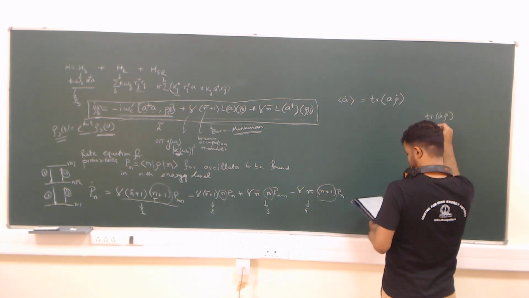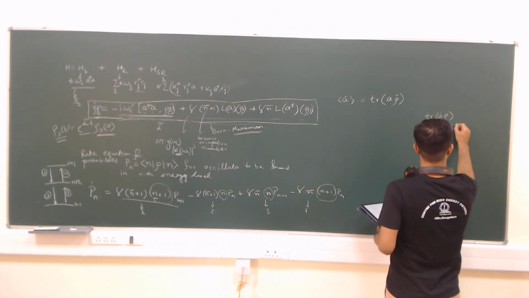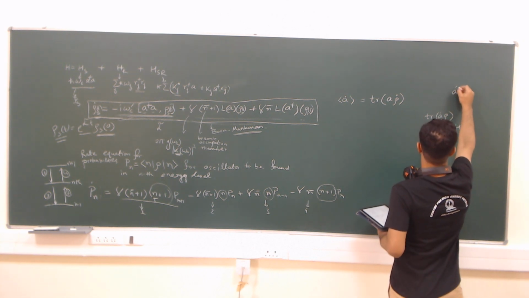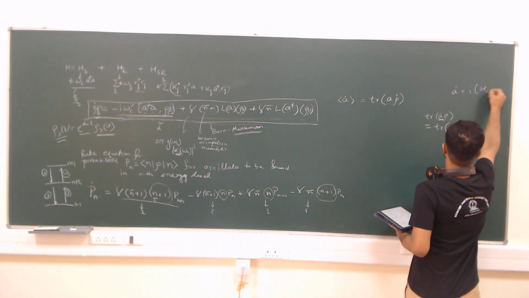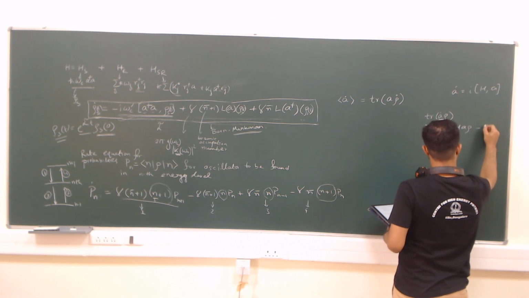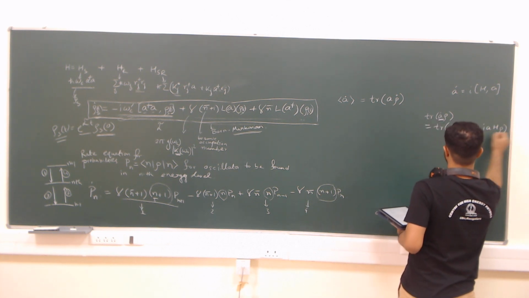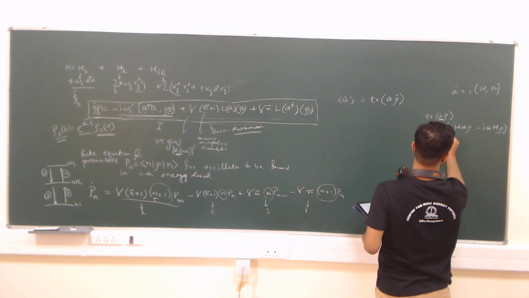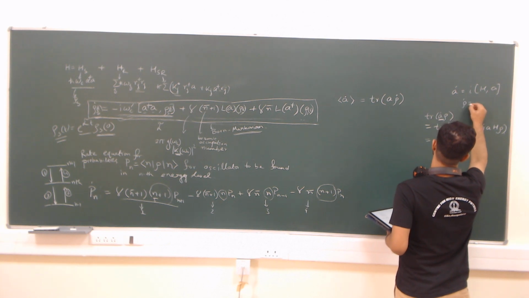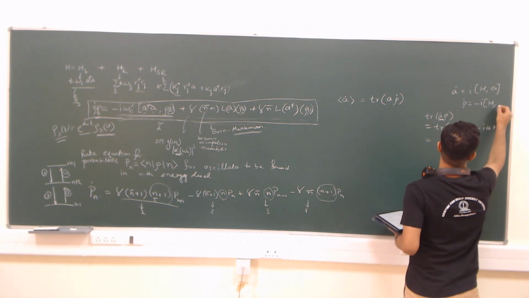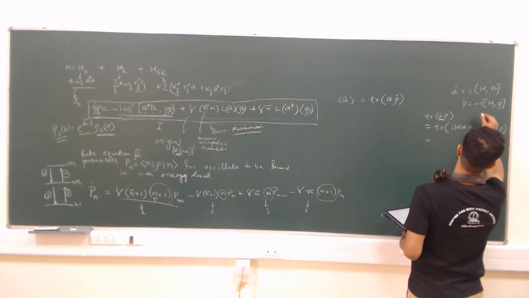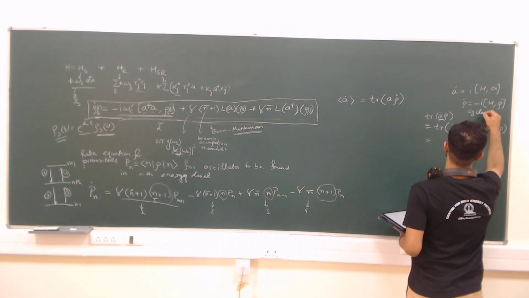You can write it as, using Heisenberg's equation of motion, which is that A dot equals i[H, A]. I'm just expanding all of these things here. Then if you play around with it, you also know that in the Schrodinger picture the density matrix evolves in this way. Also you have to use the cyclicity of the trace.